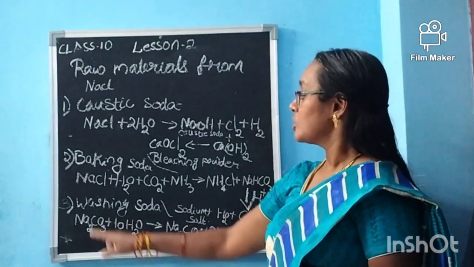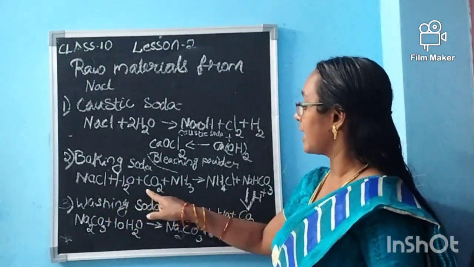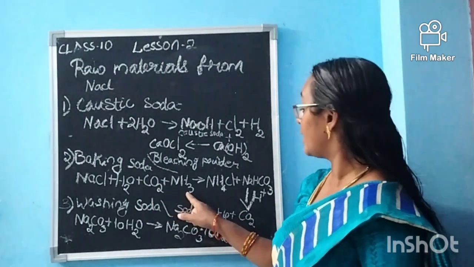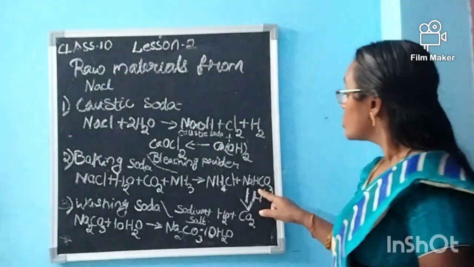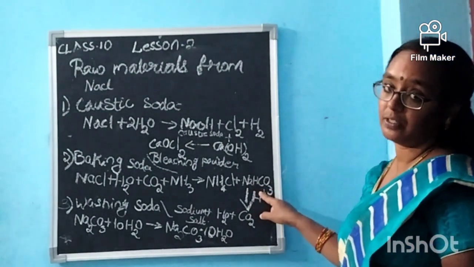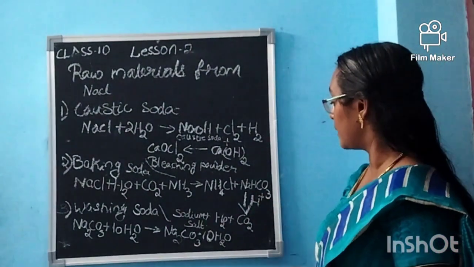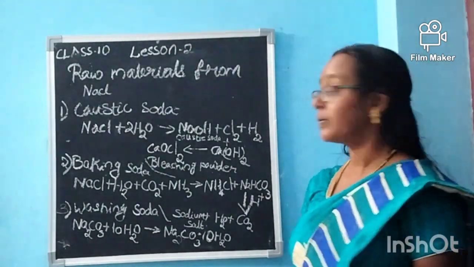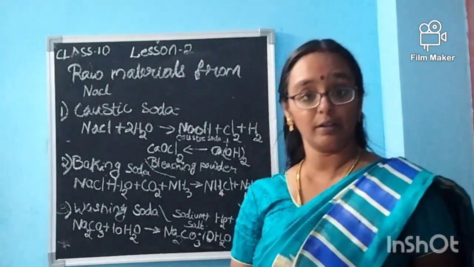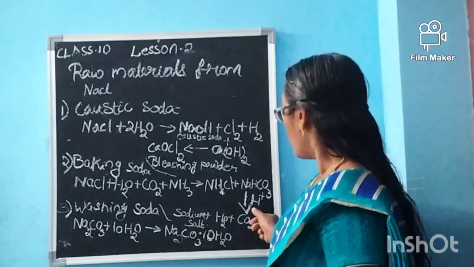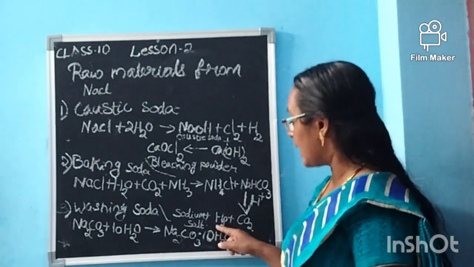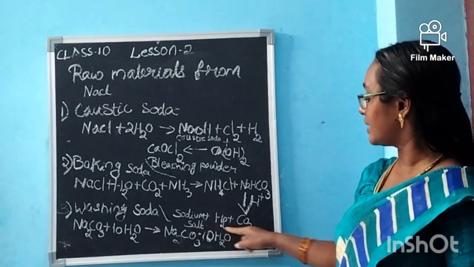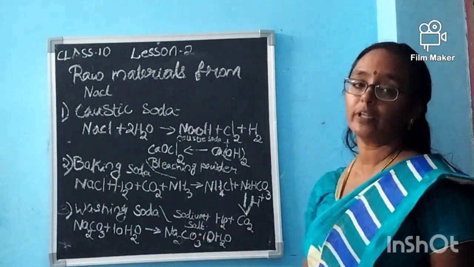Now baking soda. Sodium chloride, when it reacts with water and carbon dioxide in the presence of ammonia, what will we get? Ammonium chloride and sodium hydrogen carbonate, which we are saying as baking soda. Baking soda, when it is reacting with any acid, helps for the liberation of water and carbon dioxide along with sodium salt.